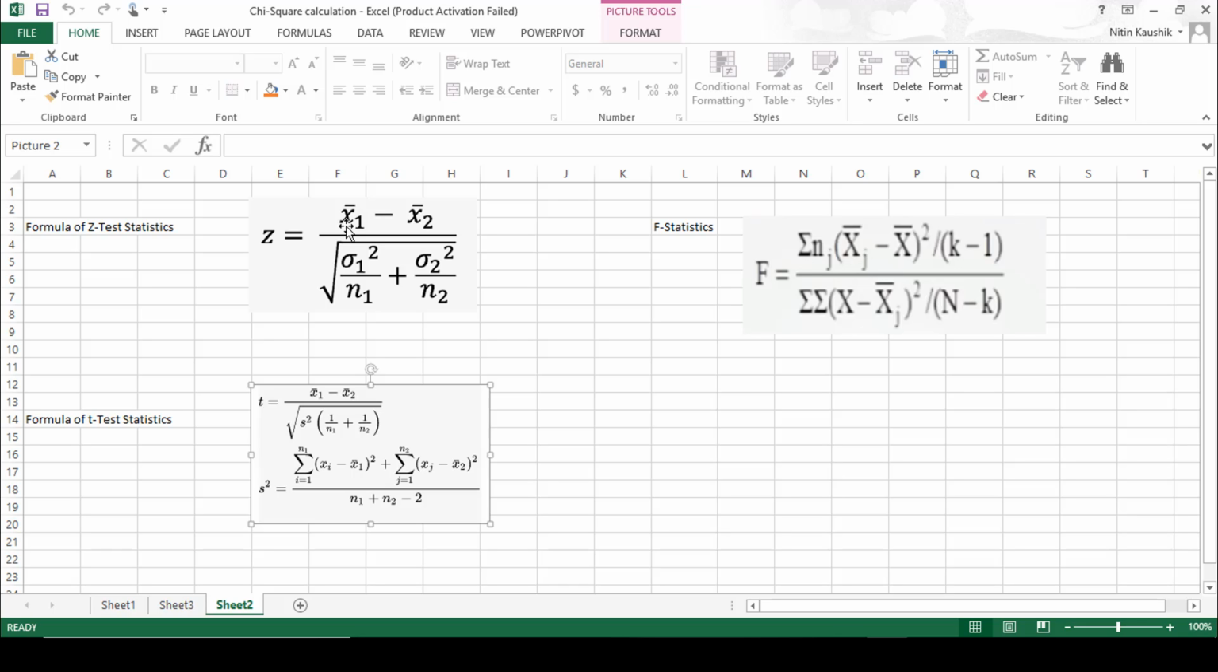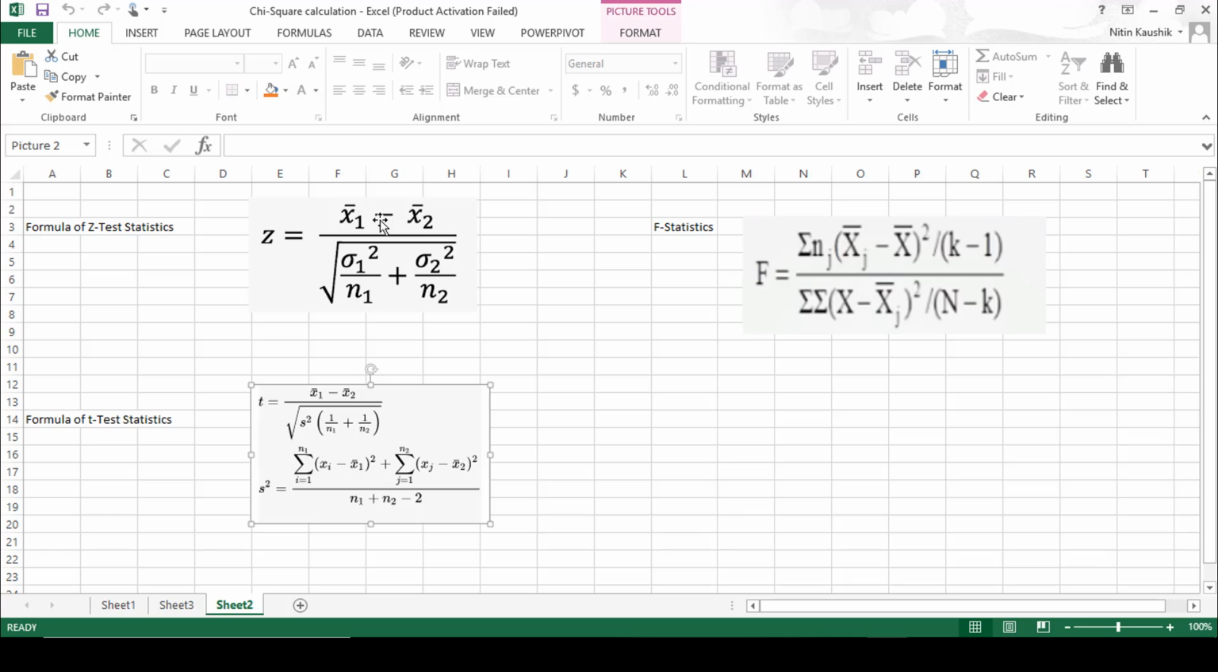So what we can figure out from this particular formula is that if the value of z is small, then the difference between two averages is more significant. I repeat, if the value of z, or the z statistic, is small, then the difference between two averages is more significant.